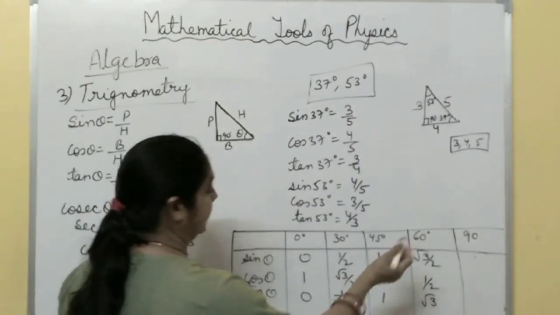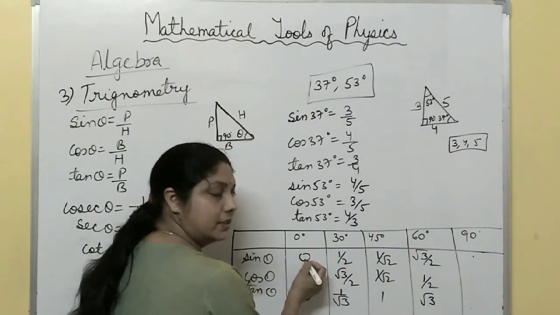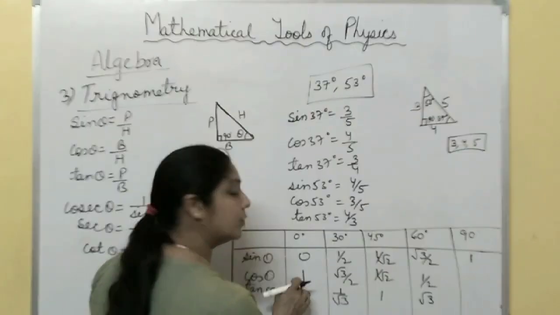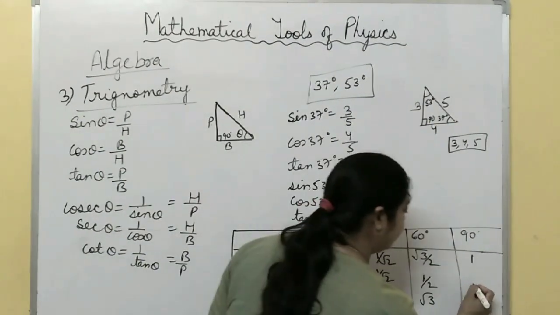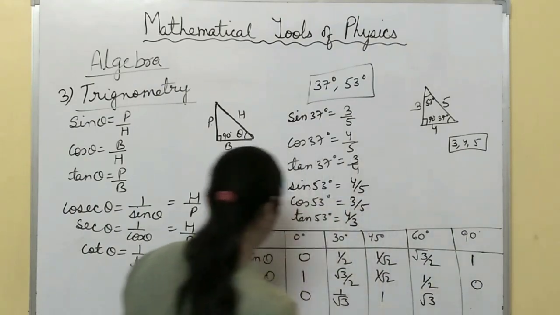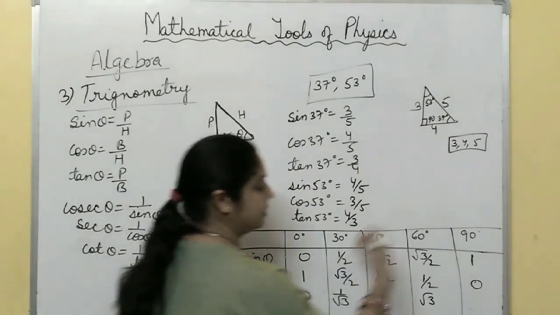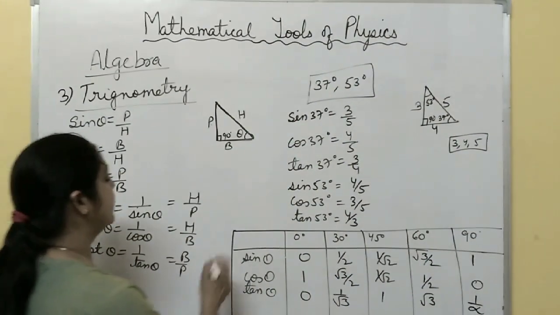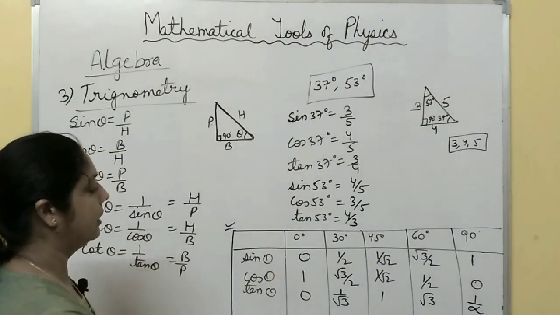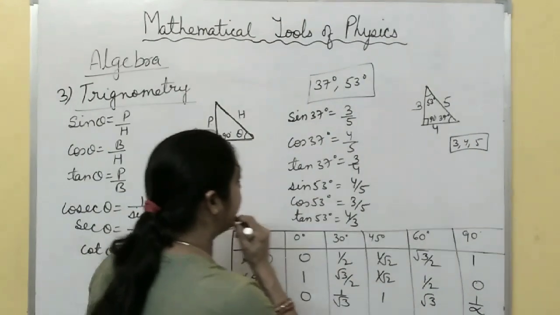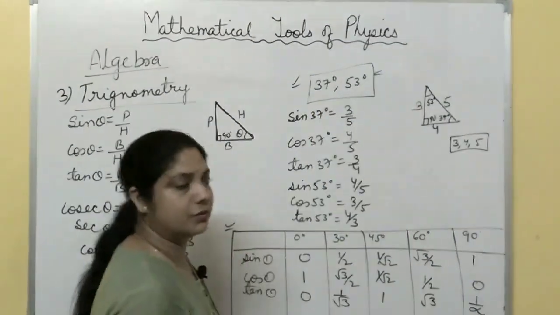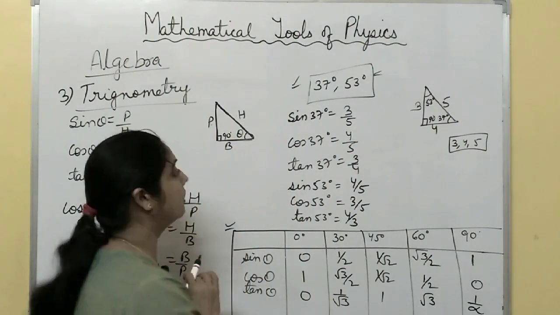Right? Then sine 0 is 0, so sine 90 becomes 1. Cos 0 is 1, so cos 90 becomes 0, and then tan 0 is 0, so tan 90 becomes 1 by infinity. In this way, these are just general values you studied in class 10, and this 37 degree and 53 degree, you also remember this one. It is very, very useful when you solve numericals.